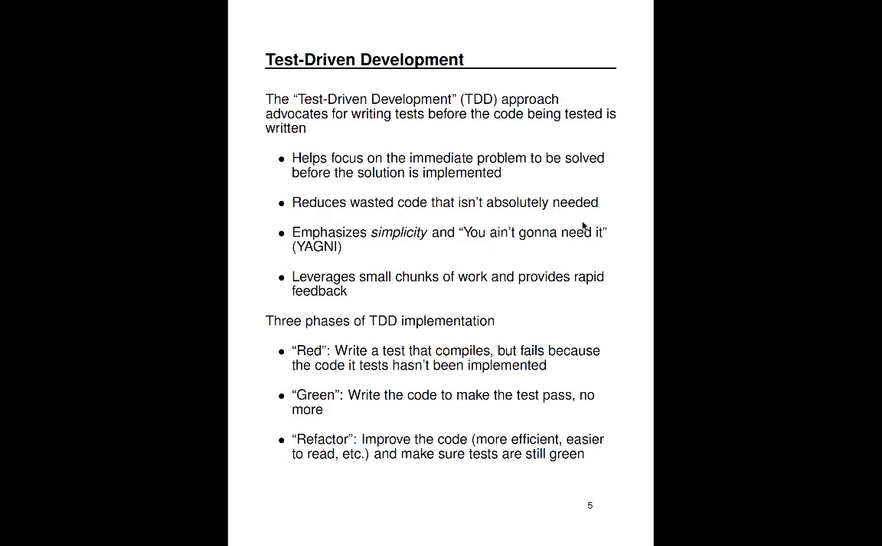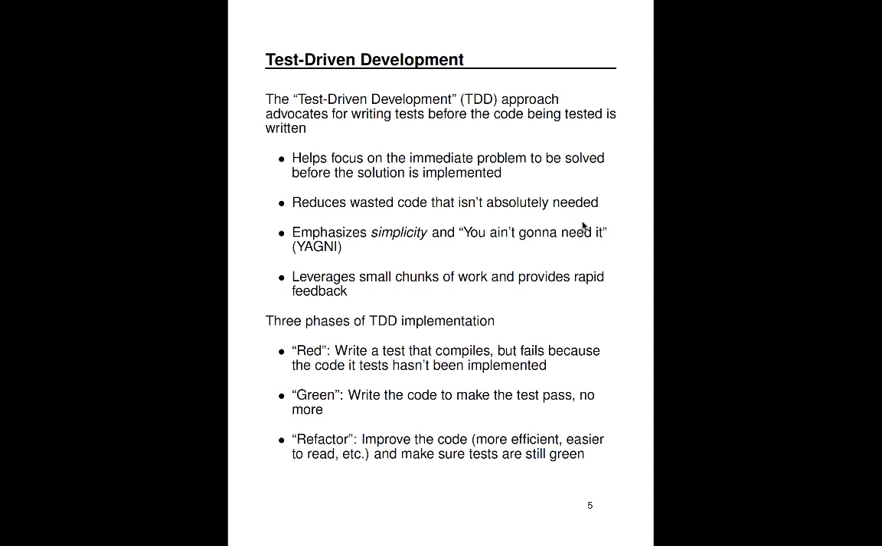The test-driven development approach, or TDD, advocates for writing tests before the code being tested is written. So you write your tests first, then you make them pass. TDD helps focus on the immediate problem to be solved before the solution is implemented. By writing a test first, you understand what your code needs to do before you write the how of what it does. This approach helps reduce wasted code that isn't absolutely necessary and emphasizes simplicity in your code.